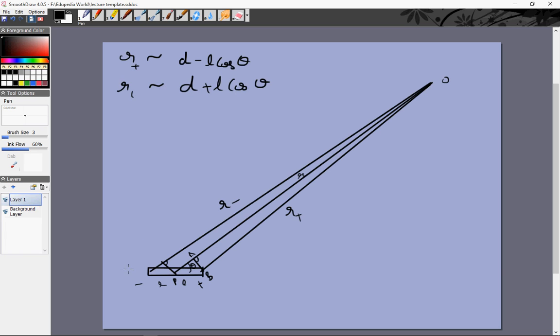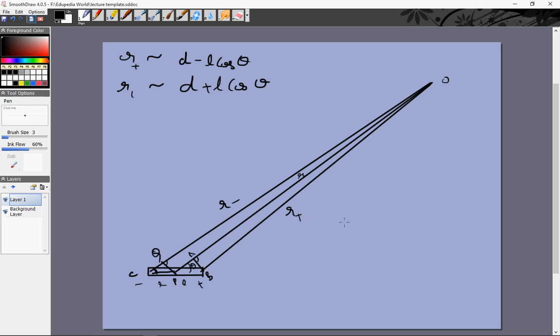If I take this to be C, then CO, let's say, I'm just naming these variables randomly, so QO can be taken to be equal to PO, and CO minus CQ is QO, and CQ is equal to l cos theta, right?